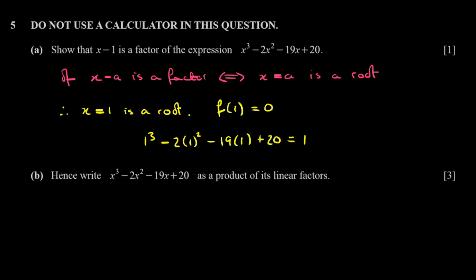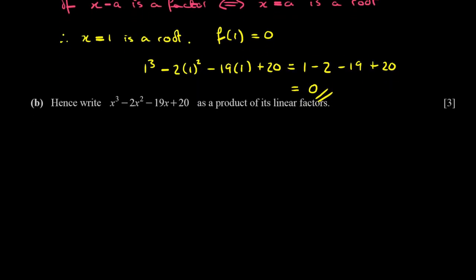1 cubed is 1. 1 squared is 1 times by 2 is 2. 19 times by 1 is minus 19 plus 20. Hopefully you can see we've got 1 minus 2 is minus 1, minus 19 is minus 20, plus 20 is 0, right? So we have shown that since 1 is a root, that x minus 1 is a factor, okay?